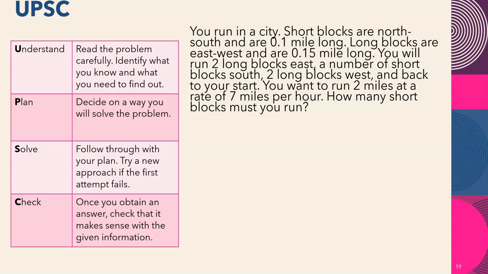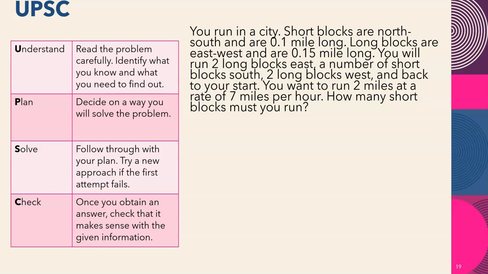You run in a city. Short blocks are north-south and are a tenth of a mile long each. Long blocks are east to west and are 15/100ths of a mile each. You will run 2 long blocks east, some number of short blocks south, 2 long blocks west, and then back to your starting point. You want to run 2 miles at a rate of 7 miles per hour. So that's the speed you want to go. How many short blocks do you need to run in order to accomplish this?